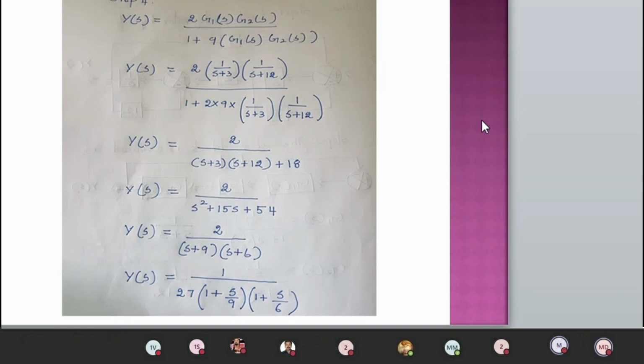Okay, you should understand one thing. He has given 4 choices and you see which answer is close to this. The final answer will be 2 divided by the quadratic equation s square plus 15s plus 54, that is (s plus 9) into (s plus 6). You take 9 as common, you take 6 as common, and then you'll be getting 27 into 1 plus s by 9 into 1 plus s by 6.